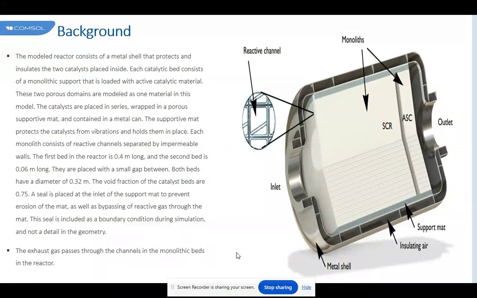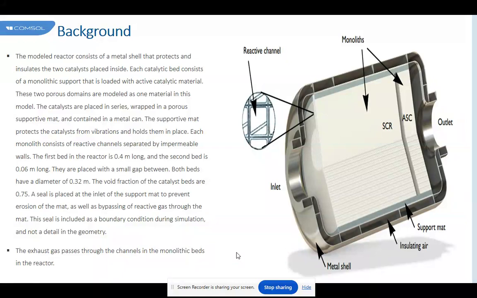A seal is placed at the inlet of the support mat to prevent erosion of the mat as well as bypassing of reactive gas through the mat. This seal is included as a boundary condition during simulation and not a detail in the geometry.